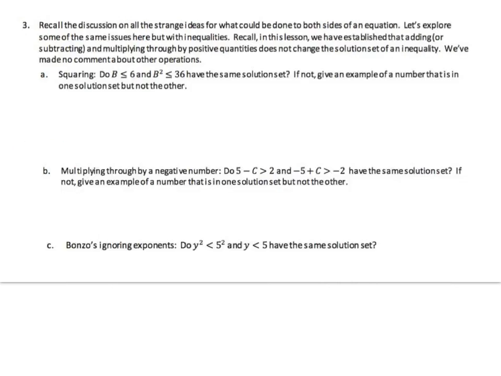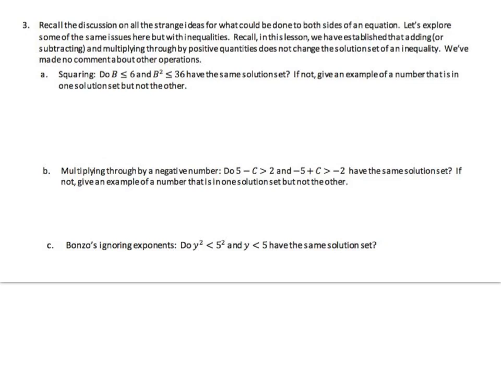All right, recall the discussion on all the strange ideas for what could be done to both sides of an equation. Let's explore some of the same issues here, but with inequalities. This is where we would multiply both sides by x, multiply both sides by x squared, etc. Sometimes we got more solutions, sometimes we got the same solutions. Recall in this lesson we have established that adding or subtracting and multiplying through by positive quantities does not change the solution set of an inequality. We made no comment about other operations.